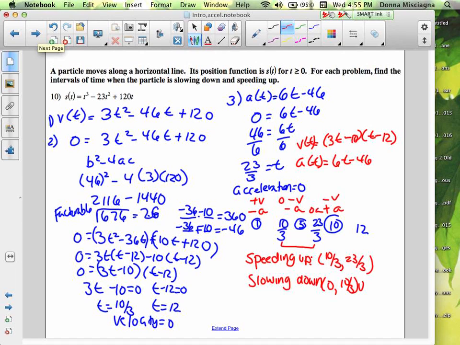So after 23 thirds, we forgot to check after 12. Sorry, I forgot all about the little 12 that's over there. That one was one of the solutions. Oops, we're not quite done. I didn't notice them over here. All right, so the 12 here was for velocity. Velocity was 0 here. All right, so that's a 0 velocity.